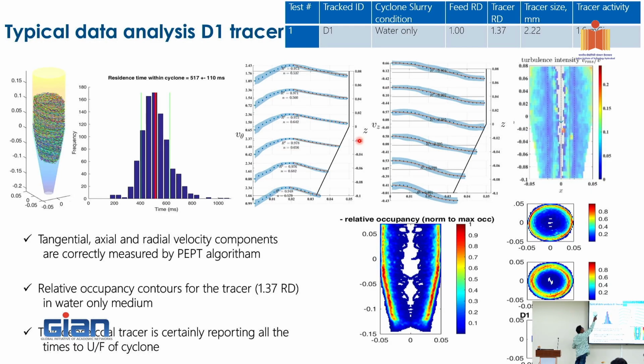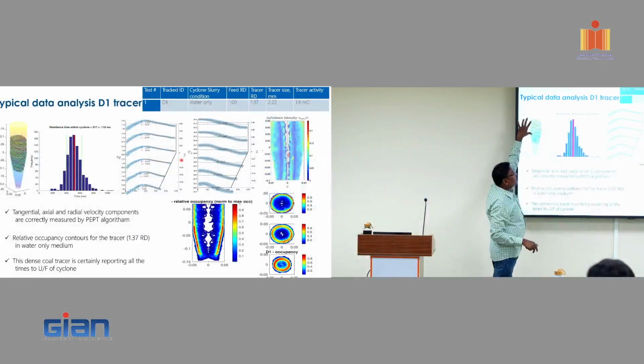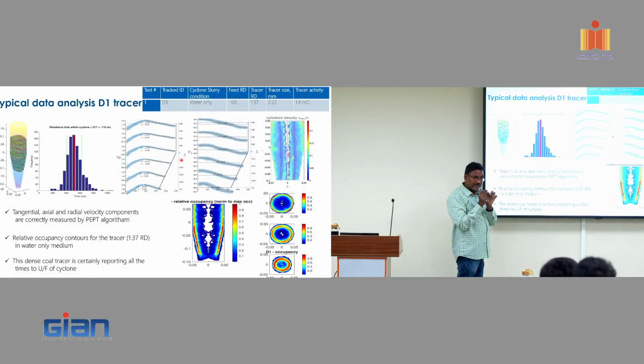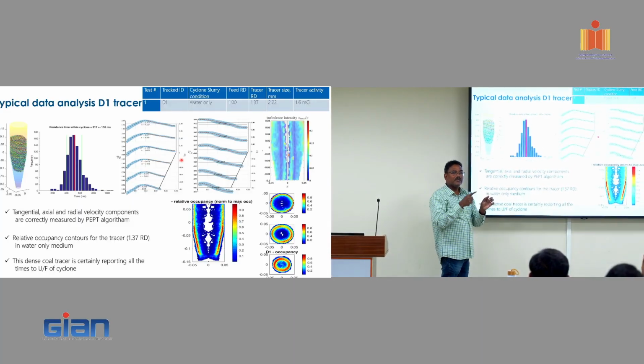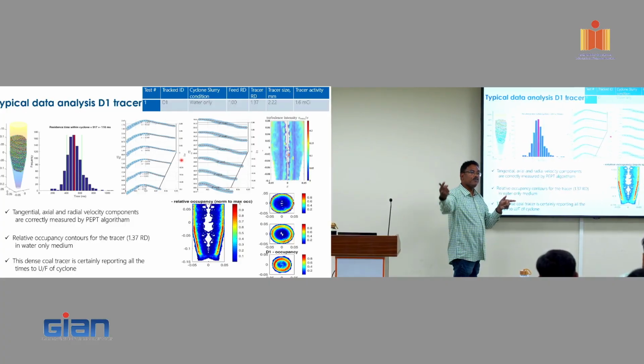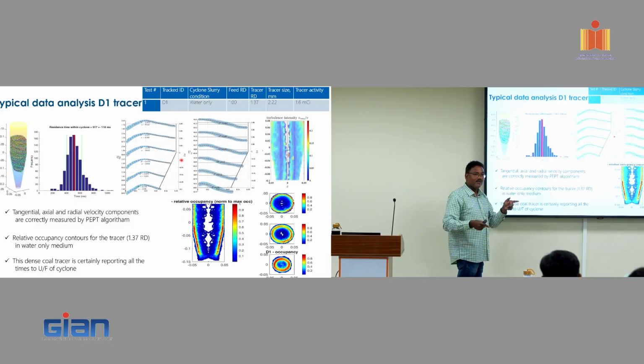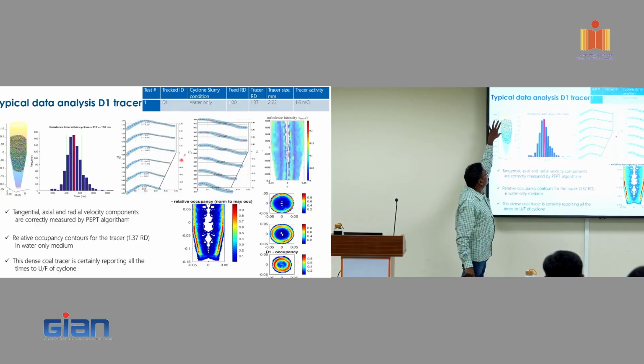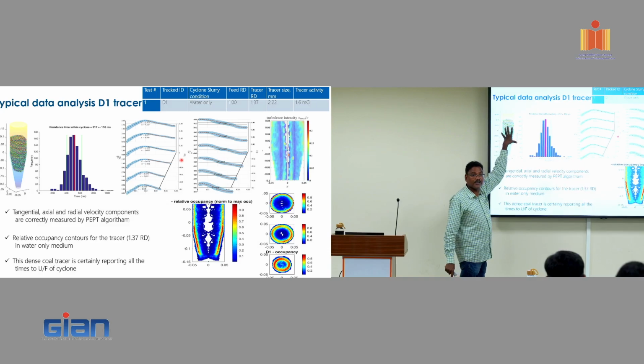So within, let's say, 3-4 hours, it might have captured so many tracers. That means it's a single tracer we injected. Now it goes through either the overflow or the underflow and goes back to the slurry sump. Again, the pump will pick up the tracer and send it back. So within 3-4 hours, you see this much data is encapsulated.